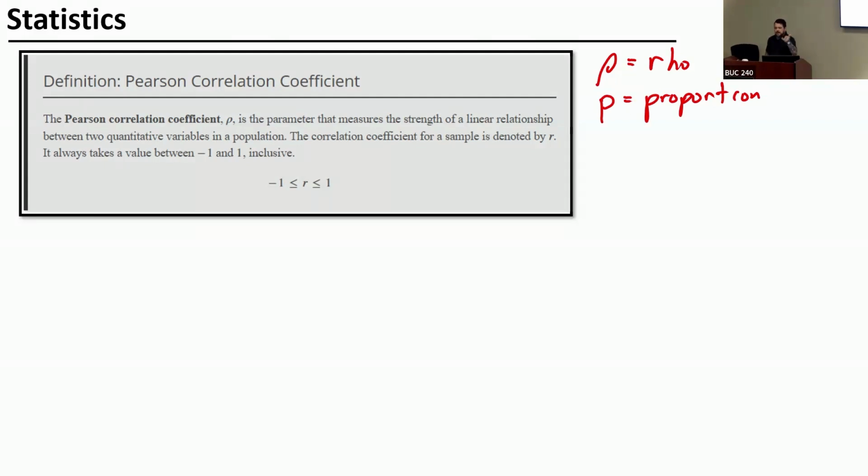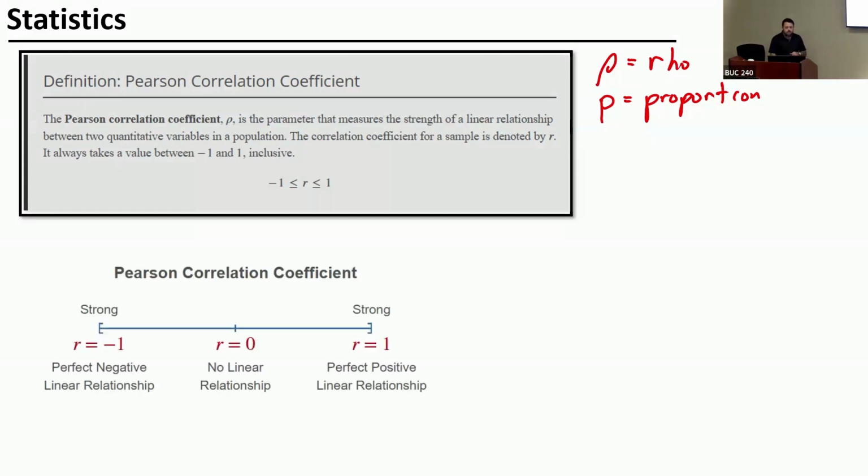Italic P, rho, stands for the Pearson correlation coefficient, is the parameter that measures the strength of a linear relationship between two quantitative variables in a population. The correlation coefficient for a sample, denoted by R, is always a value between -1 and 1 inclusive. Inclusive, remember, means you can include the endpoints. So you can include the -1 and you can include 1 and all the infinite numbers in between there. That's what it means right there.